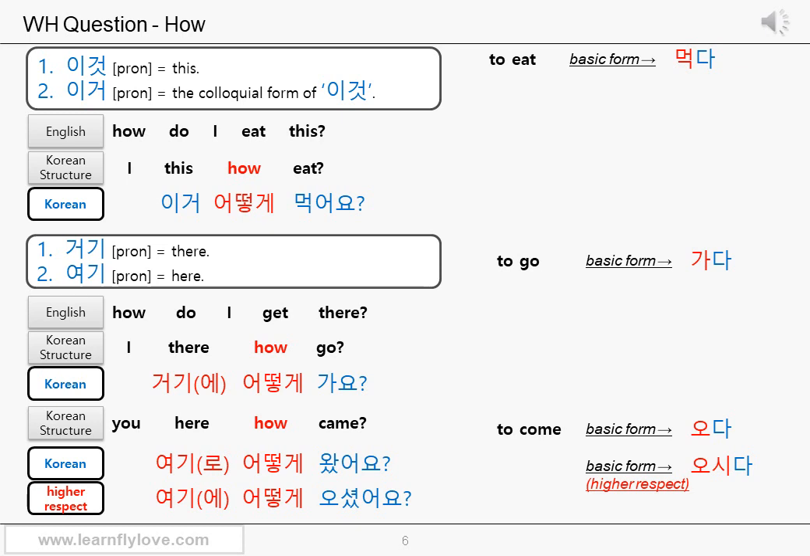Koreans normally omit "I" or "you," especially when the subject "I" and the listener "you" know who is being talked about. When you want to emphasize the subject "I," you can start with the "I." How do I eat this? How the hell do I eat this?